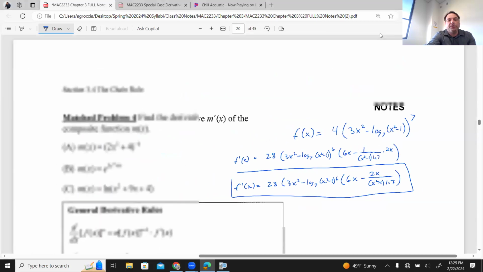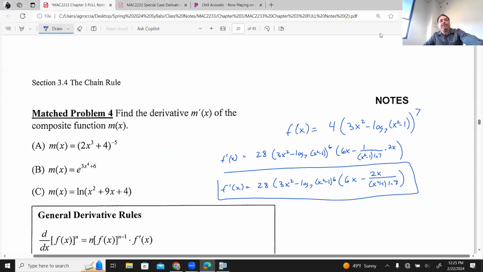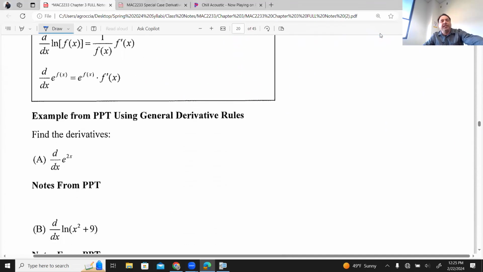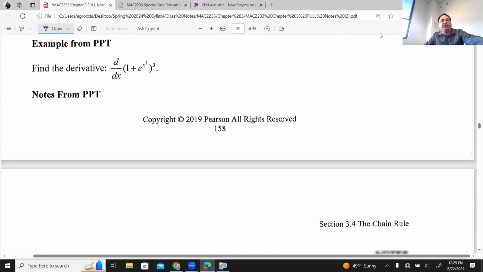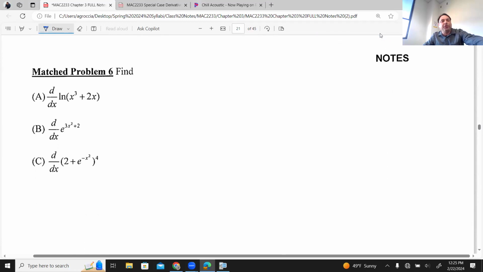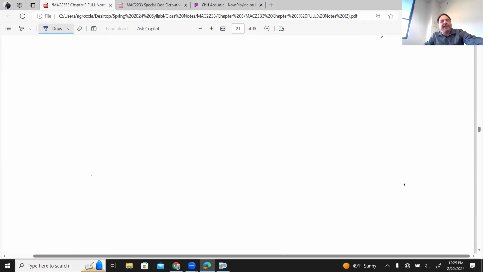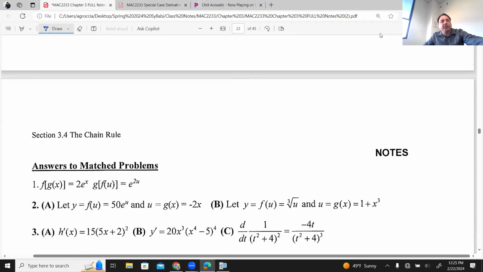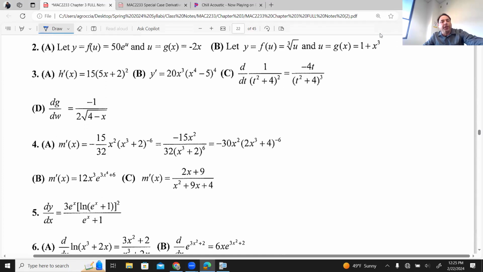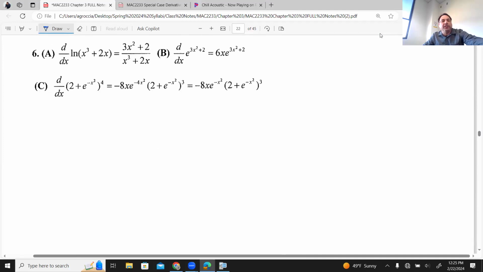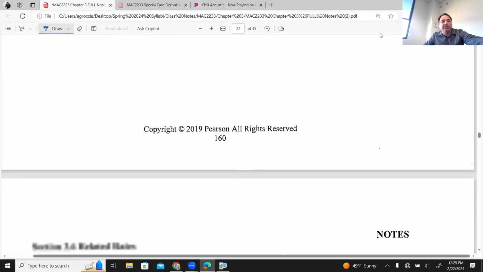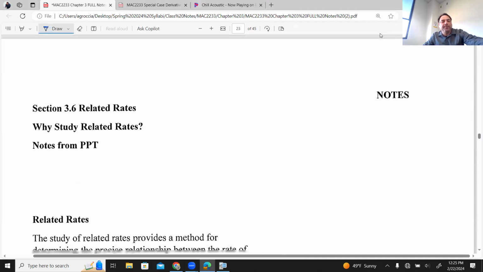That concludes chain rule. And the next section is related rates. But please know, in your notes, one of the reasons why I'm using the notes is there's a bunch of other examples you can do. And the answers to all the matched problems are on the bottom of the notes. So if you just want some extra practice right away, they're in the notes, and you have the solutions.